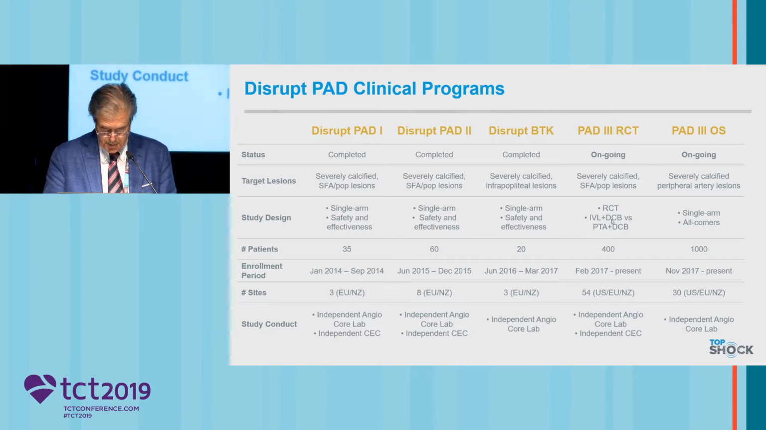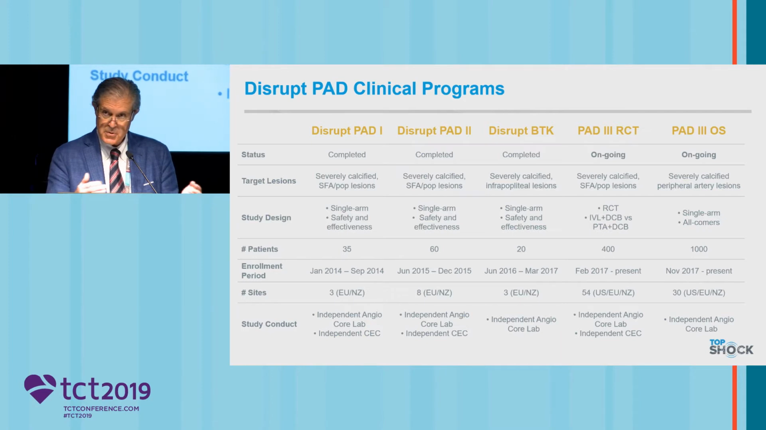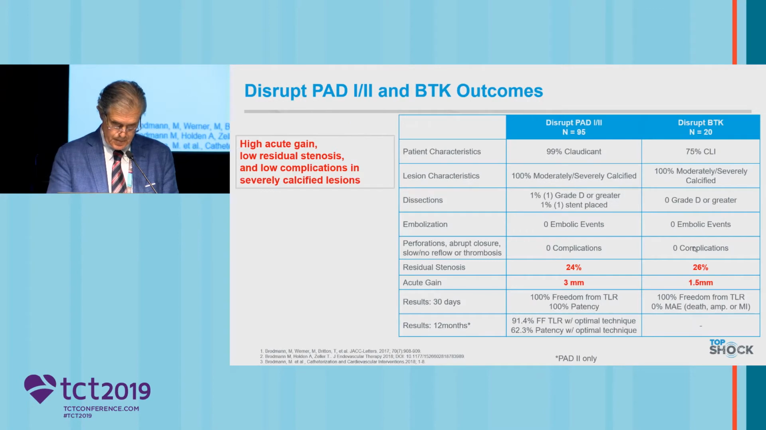It's enrolling. It's 400 patients with SFA popliteal disease, randomized to either IVL with a drug-coated balloon or PTA with a drug-coated balloon. My bet is going to be on IVL for reasons that you'll hear in a second. And then the PAD 3 observational study is a single-arm, non-randomized registry. It'll be 1,000 real-world all-comers that'll be enrolled, and there's well over 200 patients enrolled to date.